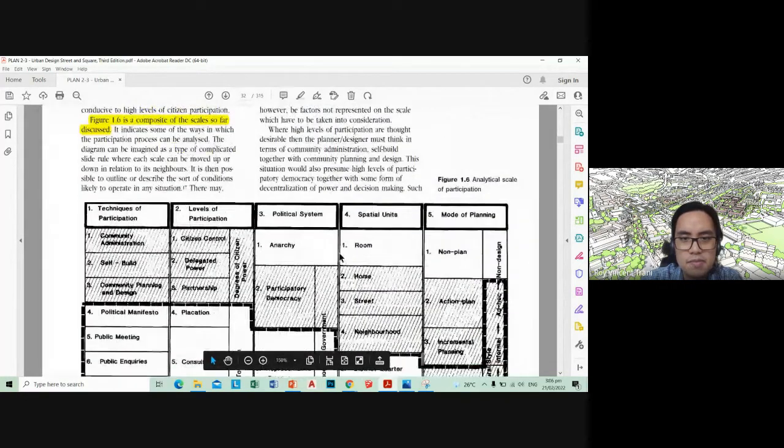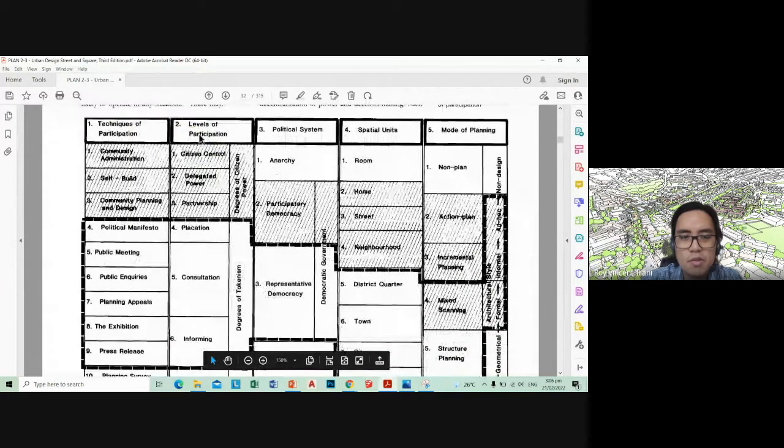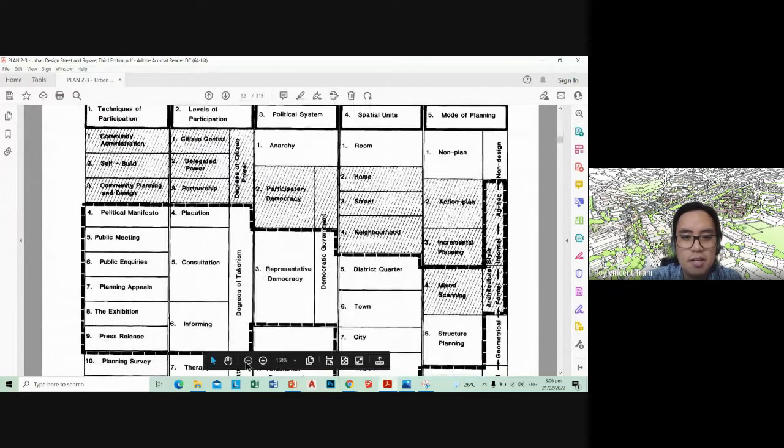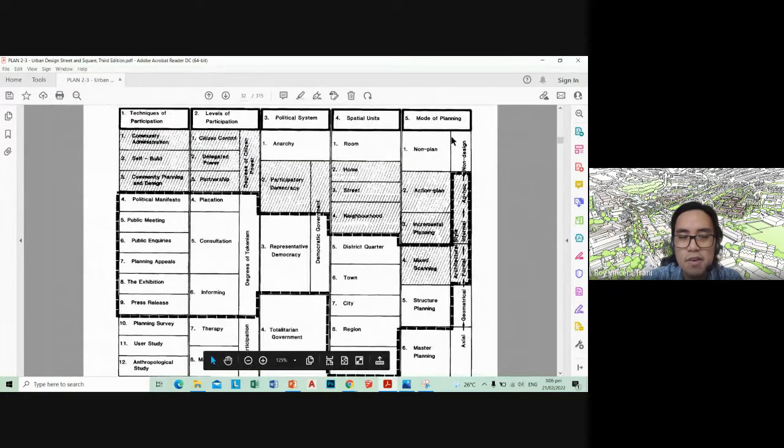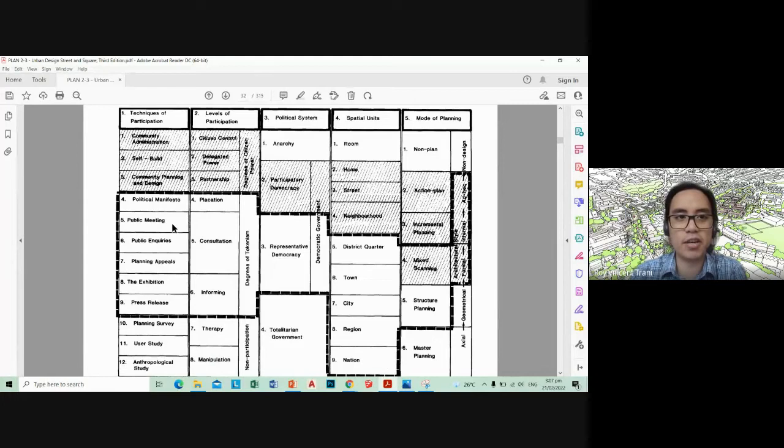So over here, we have five columns with several rows. We have techniques of participation, levels of participation, a political system, the spatial units, and the mode of planning. So very quickly, the first column talks about the different methods of eliciting or encouraging participation in your local community.